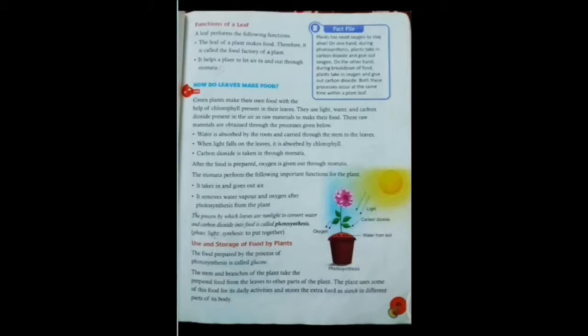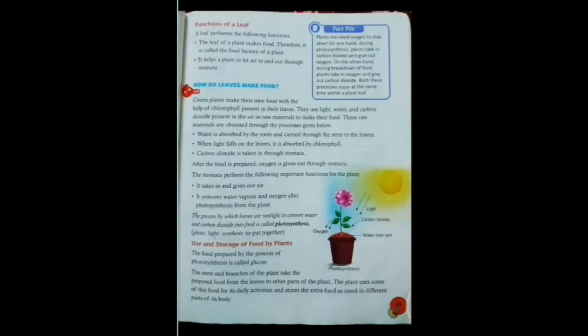Now after the food is prepared, we also get oxygen as a byproduct. This oxygen is given out through stomata. So we can say stoma performs two functions for the plants. First one is it takes in and gives out air, and the second one is it removes water vapor and oxygen from the plant.